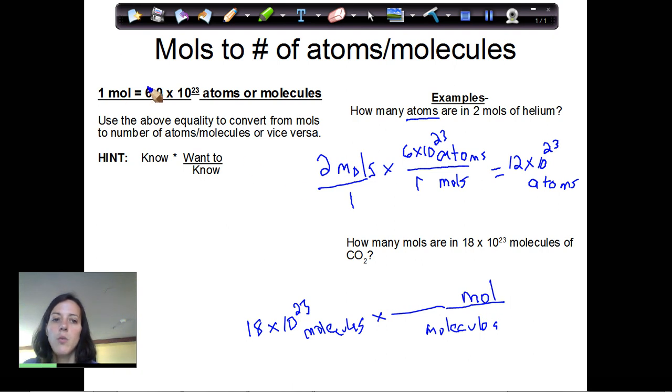Coming back to our equality, 1 mole is 6 times 10 to the 23rd. So we have 1, and down here we have 6 times 10 to the 23rd. I should have left more space so I could have put it up there, but that's all right. So now to do out the math, we are multiplying fractions, so 18 times 1 divided by 6. So 18 divided by 6 is 3. Times 10 to the 23rd divided by times 10 to the 23rd. That cancels out. Molecules divided by molecules cancels out, which leaves us in units of moles. So we have 3 moles.